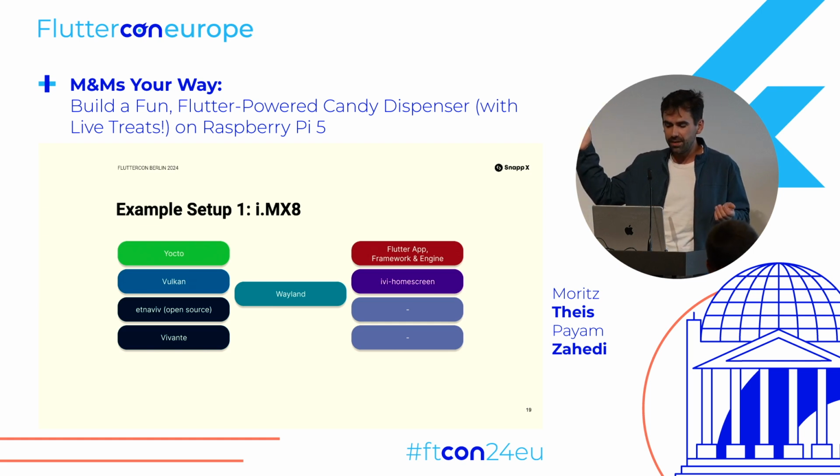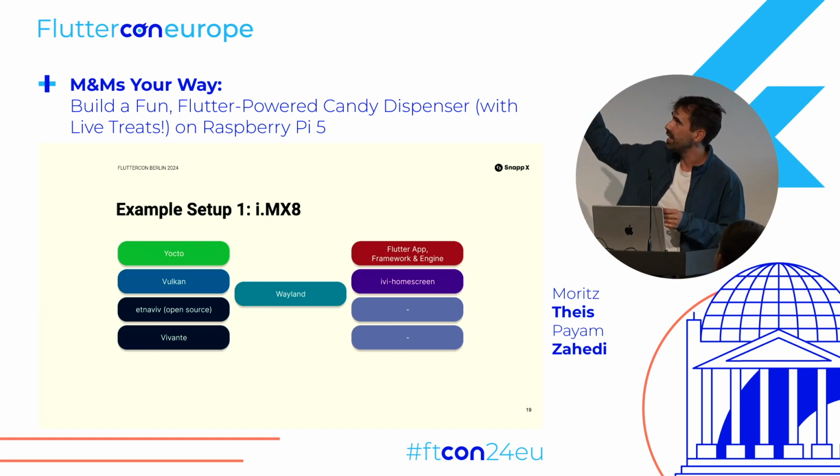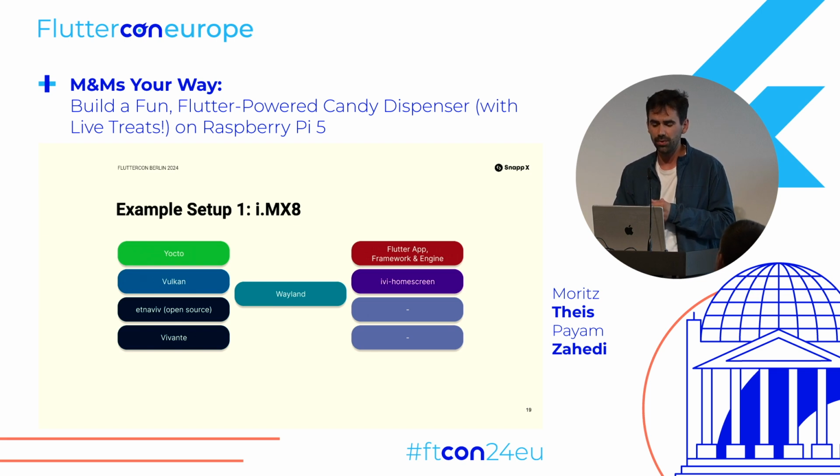Really good fit here is IVI home screen because it works great using Wayland, the display server protocol that we have here, and without GTK and GDK at all. Also Vulkan, if you look into their repository, you'll find out that they tested this very well. So first try for us, if we have this set up, would be trying IVI home screen.